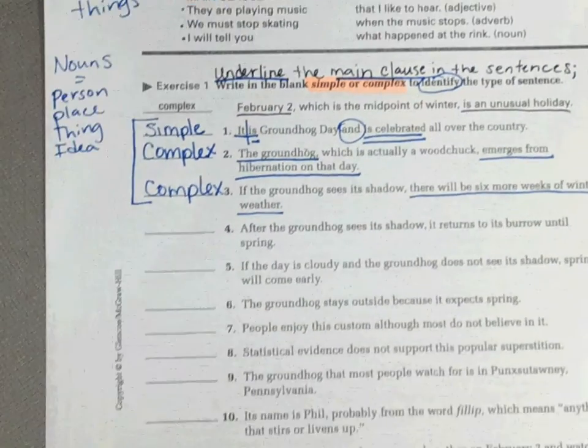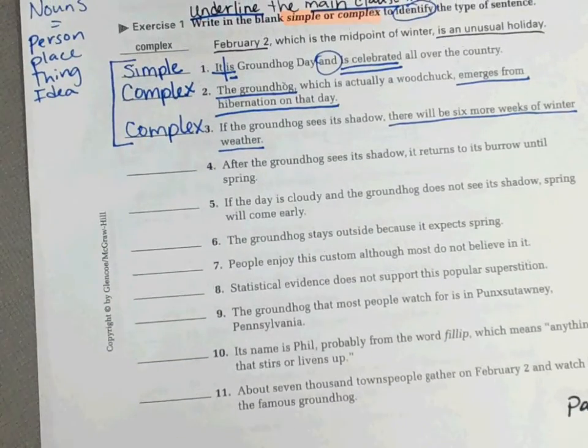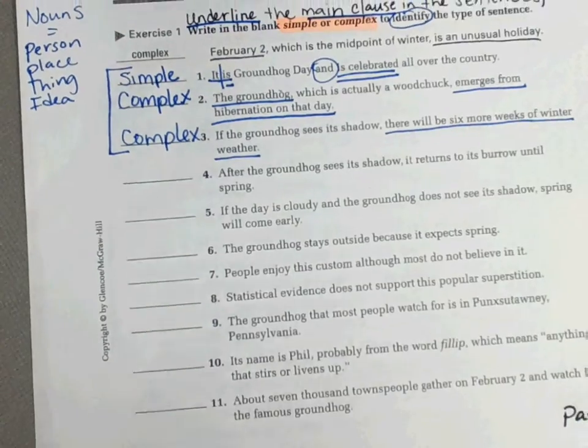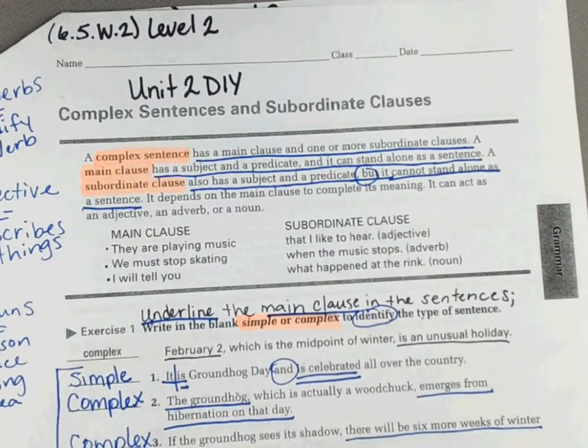At this point, I want you to go ahead and do 4 through 11. After you're finished, you need to make sure that your name is on your paper and you can turn it into the tray.